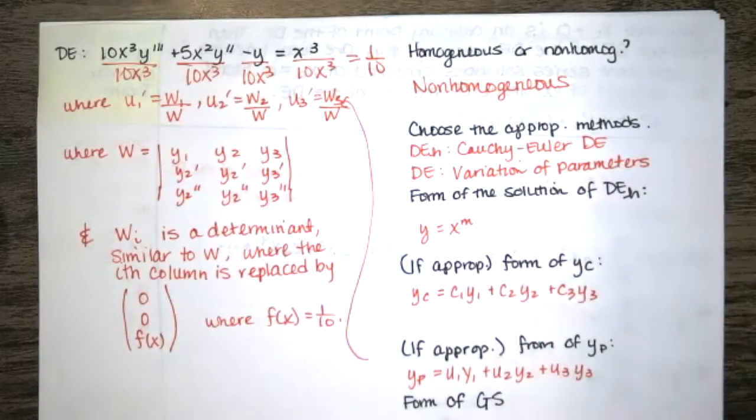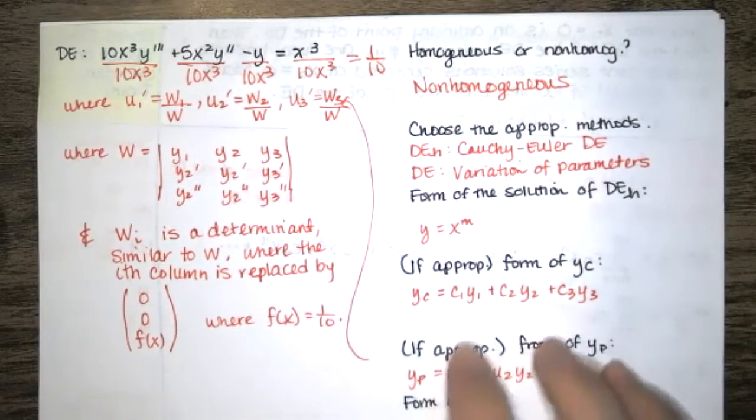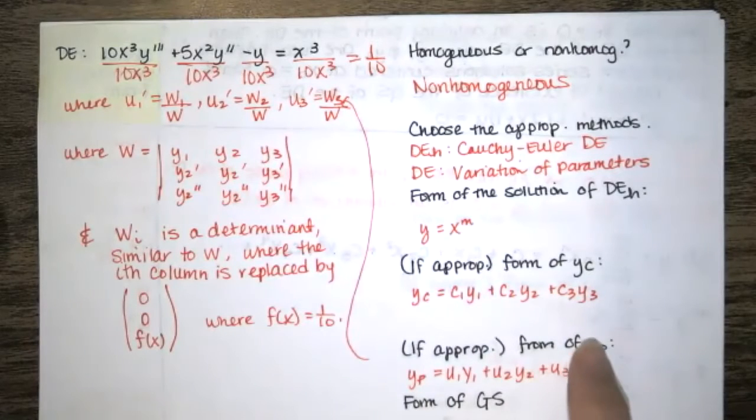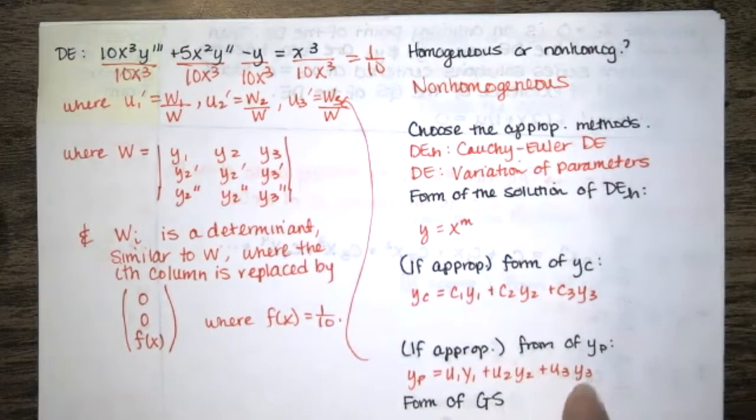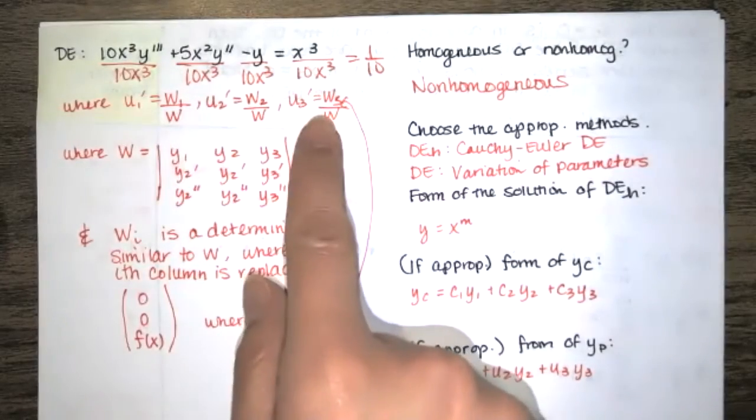After you find the values of m that satisfy that characteristic equation, you'll have three solutions, y sub 1, y sub 2, and y sub 3, linearly independent from each other, and y sub c will have this form. Okay, so it was a third order equation. The form of y sub p in that case is u1 y1 plus u2 y2 plus u3 y3, where u1, u2, and u3 satisfy these equations.